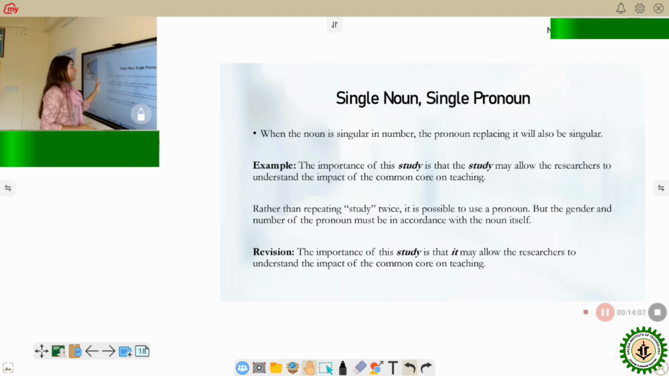For example, the importance of the study is that the study may allow the researcher to understand the impact of common code in teaching. So the importance of this study is that this study. It gets repetitive, right? So we can replace the noun study with a pronoun. Since it's a single noun, what will we do? The importance of the study is that it may allow the researcher to understand the impact of the common code on teaching. So we have to remember the number and the gender. So study will be replaced by it.